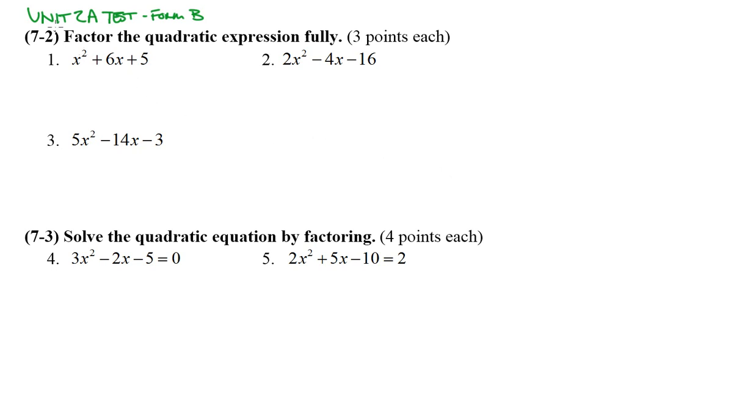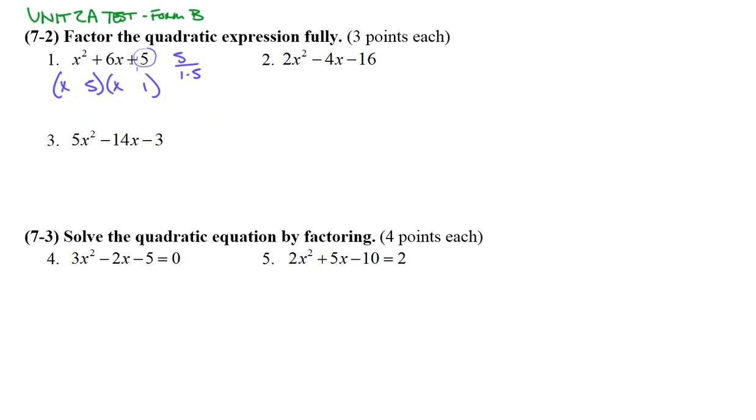I'm going to take you through the Unit 2A test form B problems. Okay, first one, factor the quadratic expression fully, x squared plus 6x plus 5. Now, if there's no number out in front here, we usually just take this 5 and ask, what are the factors of 5? 1 times 5, those are the only factors. And those factors are supposed to add up to 6, which they do. 5 and 1 add up to 6.